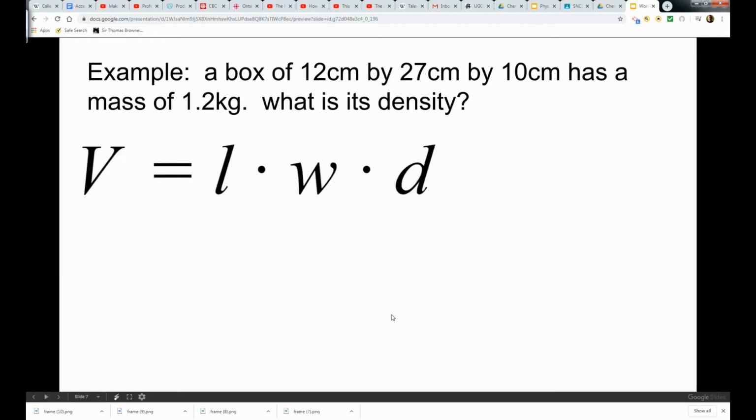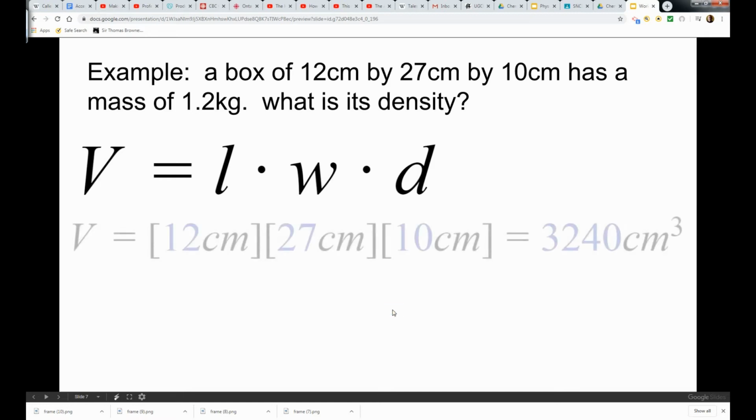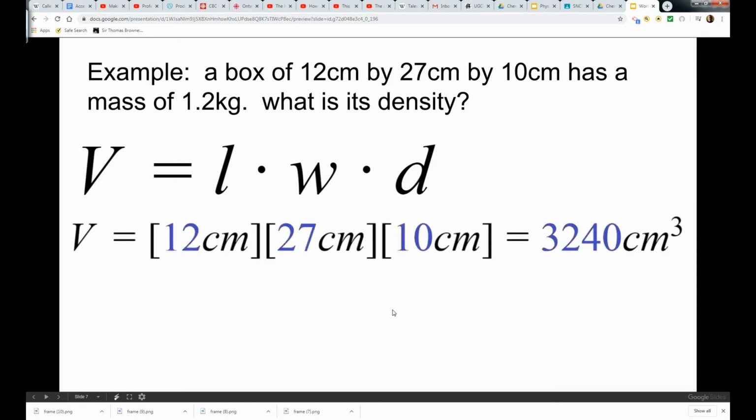Now here's an example. If I give you a box 12 centimeters by 27 centimeters by 10 centimeters, and it has a mass of 1.2 kilograms. What is its density? Step 1, compute its volume. Give me that formula. It's not hard to do. And there we multiply it. I like putting things in brackets, square or round, doesn't matter. I've highlighted the numbers in blue for you, and notice I've kept the units. And I get this, 3240 cubic centimeters.